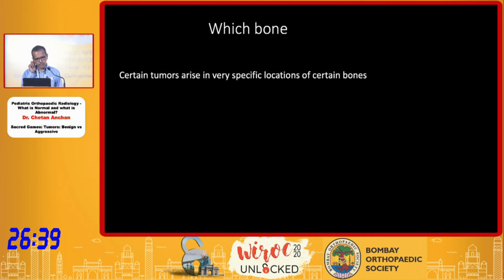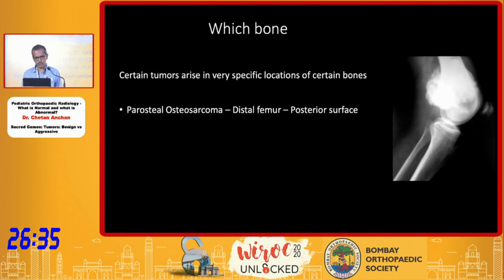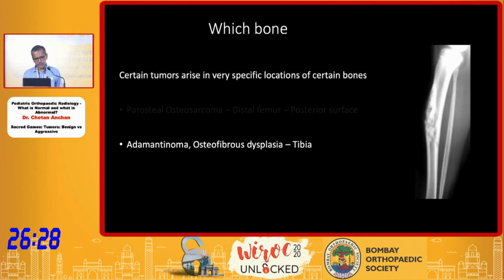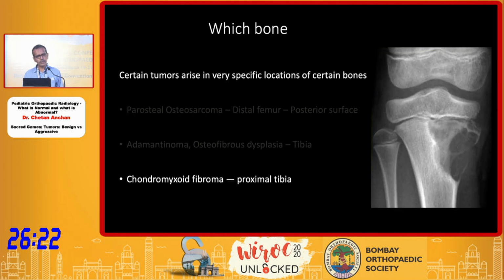Which bone? Why is it important? Certain tumors arise in very specific locations of certain bones. Like periosteal osteosarcoma is very typically located in the posterior surface of the distal femur. Similarly, adamantinoma or osteofibrous dysplasia typically would be in the diaphysis of the tibia. Chondromyxoid fibroma is most commonly seen in the proximal tibia.